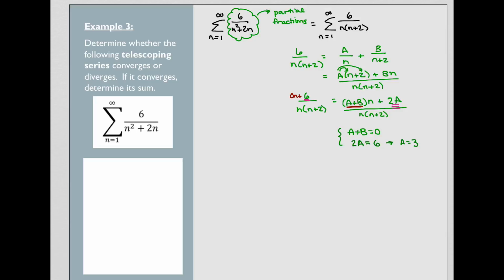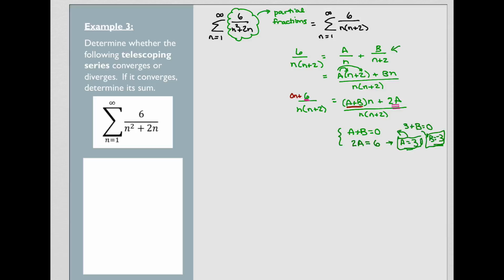And now I can back substitute. And so if A is 3, that means 3 plus B is 0, or simply that B is negative 3. And so that tells me that A is 3 and B is negative 3. Those give me the values for A and B right here.